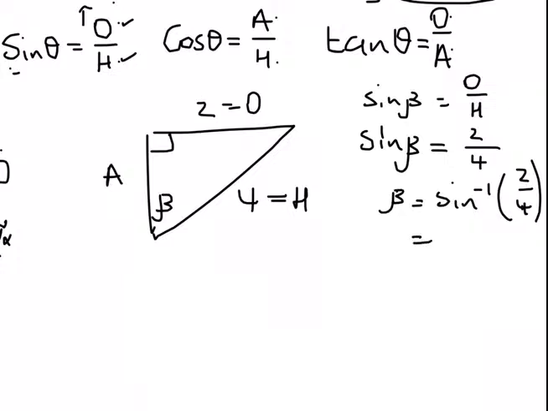Then you punch it on your calculator, you click on shift, and then you say sine, and then you say 2 over 4. Something very important, make sure that your calculator, in terms of the mode, is in degrees. If it is not in degrees, then you will not get these values that I'm getting. So it's a setting that you need to make sure of.